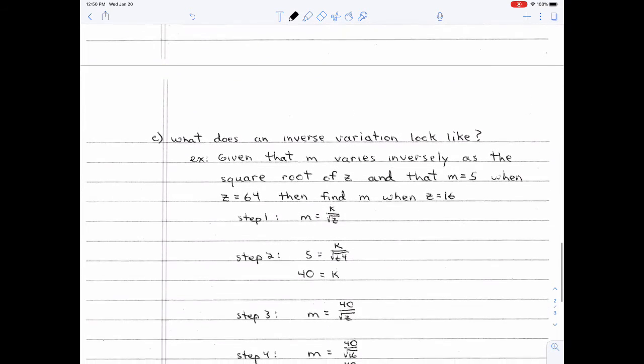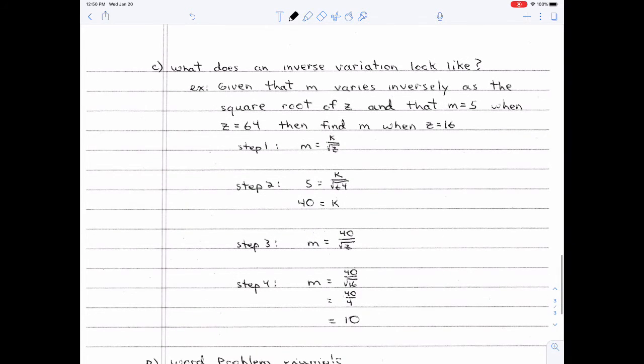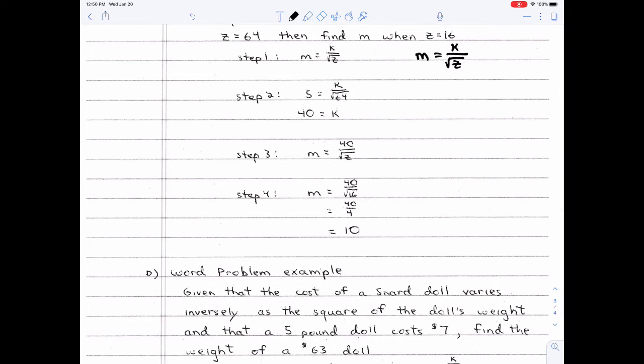Okay? Now, what does an inverse variation look like? You're probably going to have to read through this a little more slowly than I'm going through it. But what does an inverse variation look like? Same basic idea. M equals k, but inversely means divide by the square root of z. So you plug in the numbers, you solve for k, you write the equation, and again, I can't emphasize enough that you write this equation with the constant of variation plugged in, and then you plug in the 16 to finish the problem. Okay.